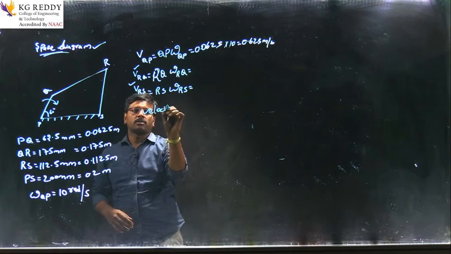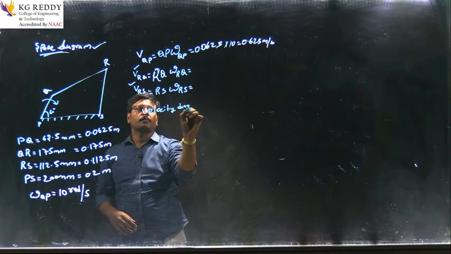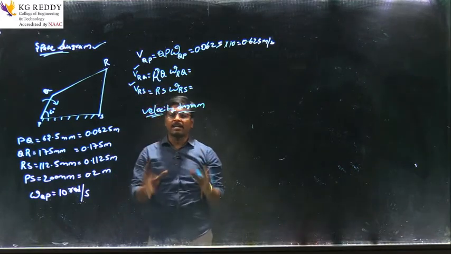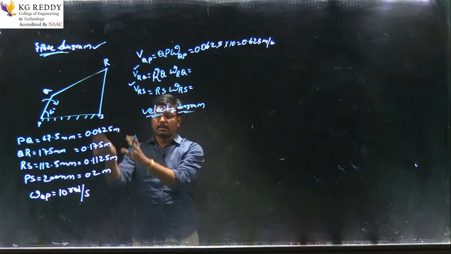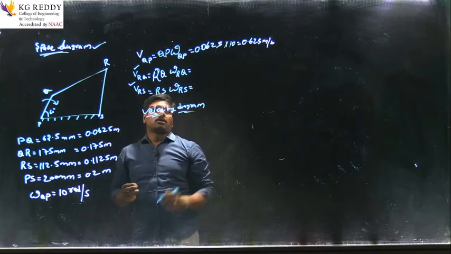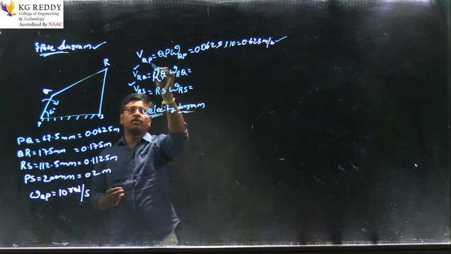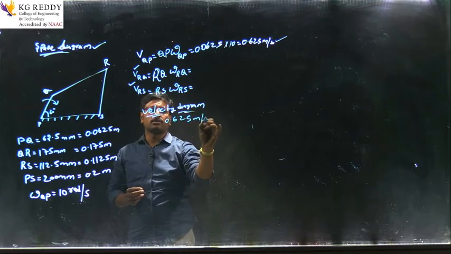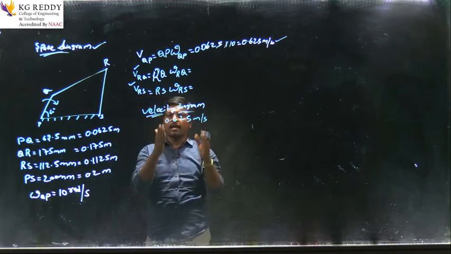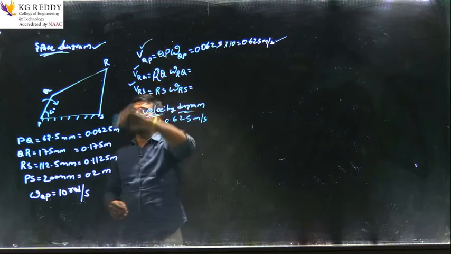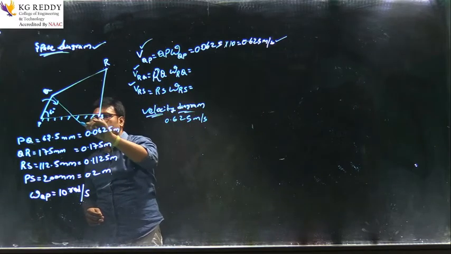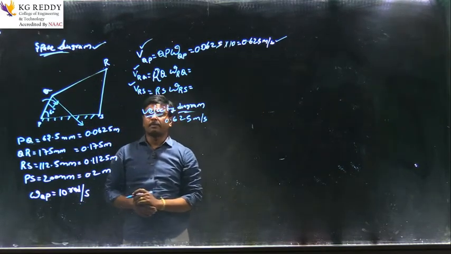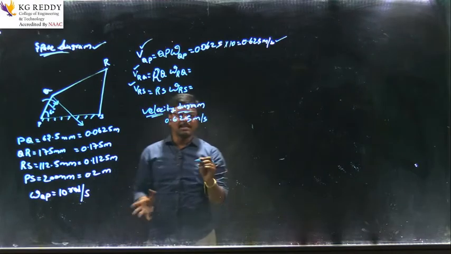Let me draw the velocity diagram. While we are drawing this velocity diagram, we have to consider that the velocities are acting perpendicular to those particular links. The known term is the velocity of Q with respect to P, that is 0.625. This is the magnitude. What is the direction of this? The direction of velocity of Q with respect to P is always perpendicular to that particular link. That is the direction.